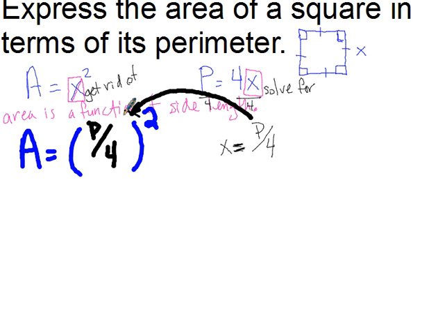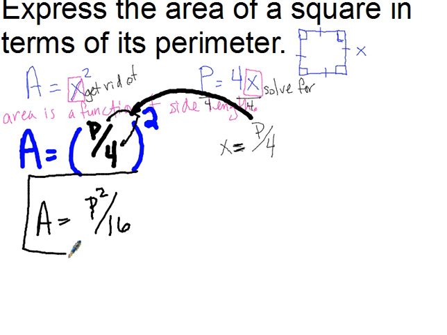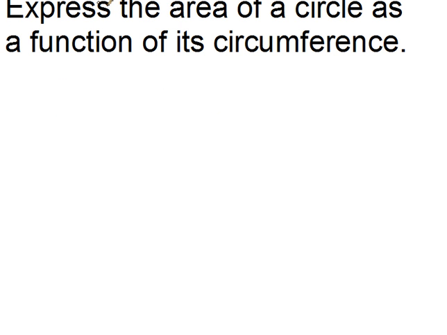And now with a little bit of simplification, I'm going to square the p, I'm going to square my 4. So area is p squared divided by 16. Okay, so now if I gave you the perimeter of a square, you can directly calculate the area using this formula. Okay, sometimes that's handy, sometimes it's not, but it's a great exercise in algebra. Okay, with some geometric formulas. I think I have 3 more. Let's do some more. Express the area of a circle as a function of its circumference.